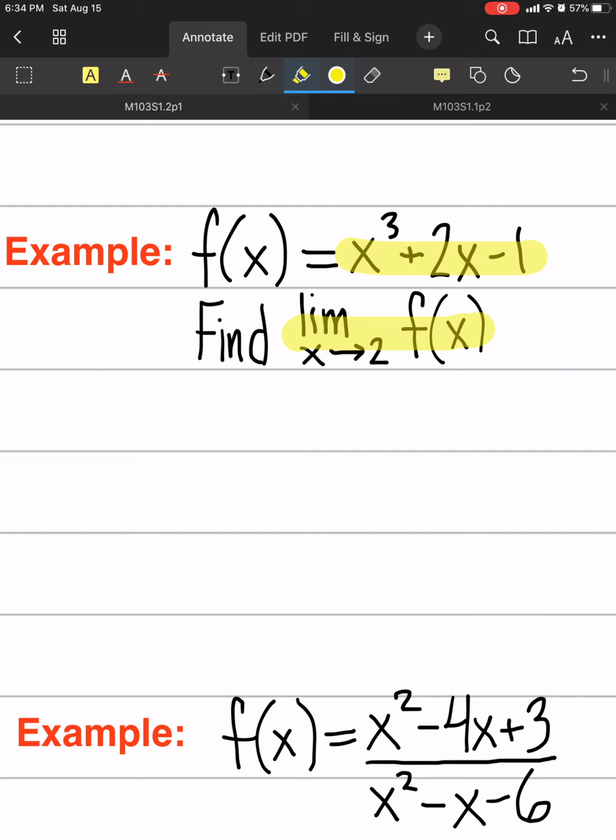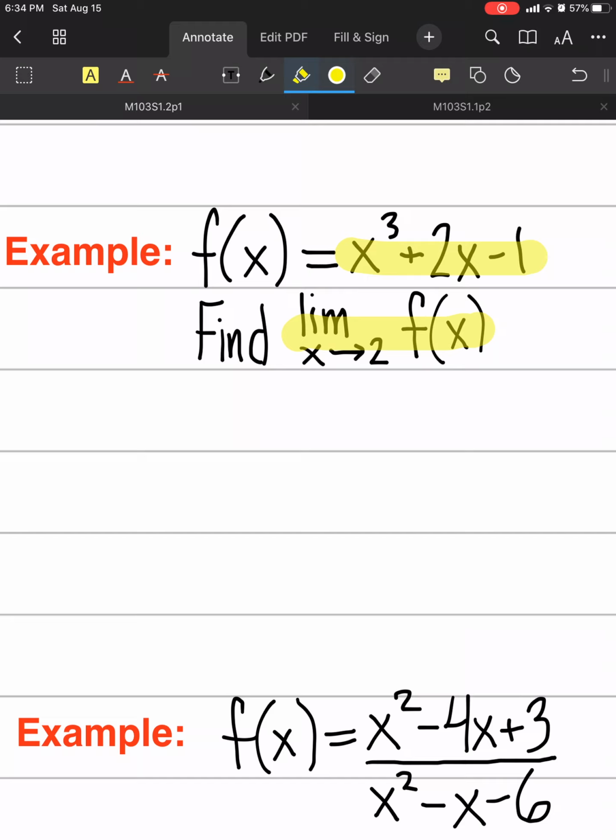So I'm going to ask you to pause the video, try and do this. Remember, look at what type of function we have here and what that means about what you should do. Is this one where you're going to be able to plug in? Or is this one where you're going to have a 0 in the denominator and might have to cancel? So think about that, pause the video, work on it, and when you're done, restart the video and we'll go through it.